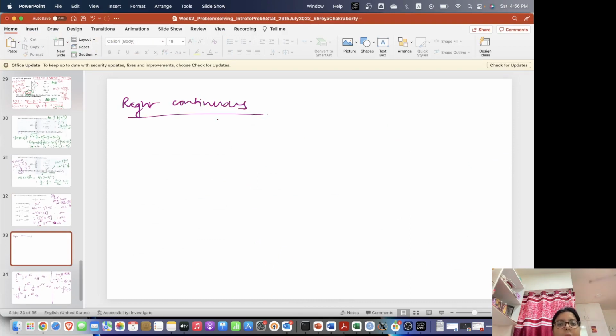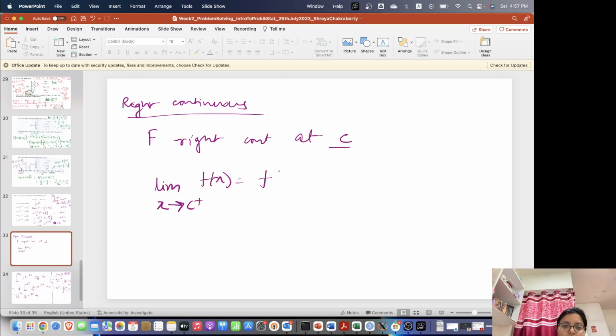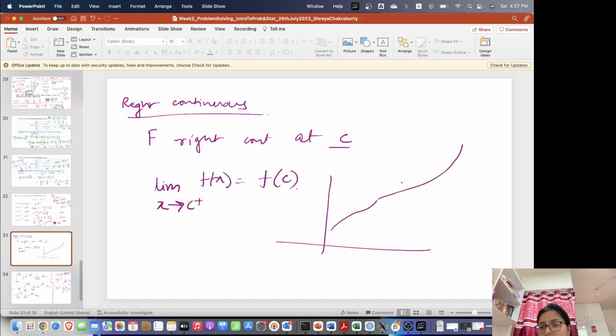Right continuous. Any function is said to be right continuous if the limit, let's say at some point c, as x tends to c plus of f(x) equals f(c). What it means is that, let's say we have a function like this. At this point, we are moving in this direction, x is moving in this direction, let's say this is some point k.